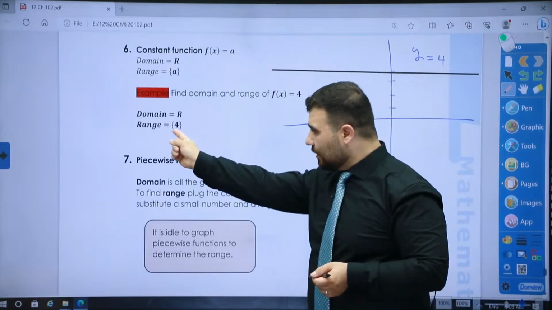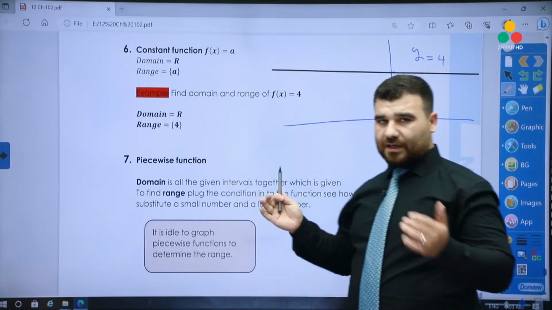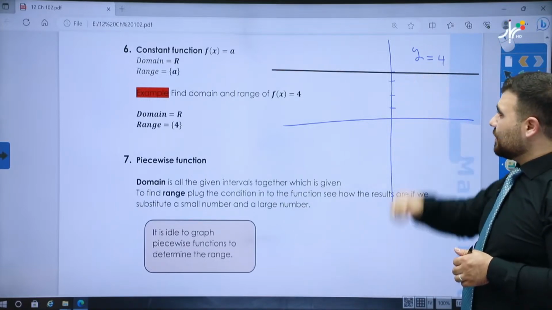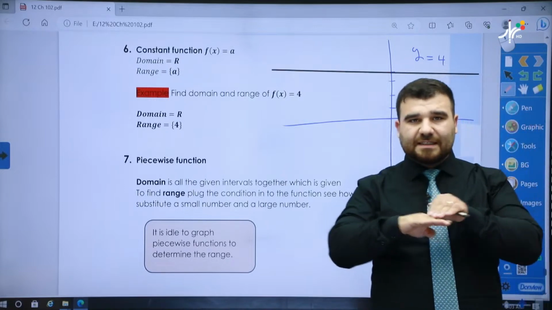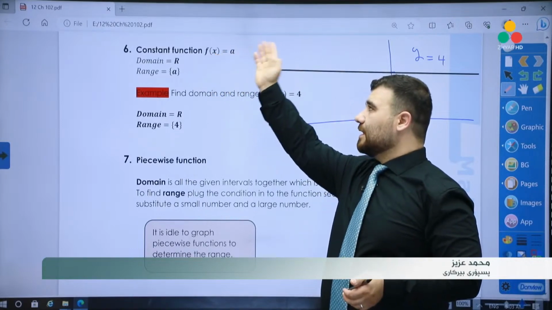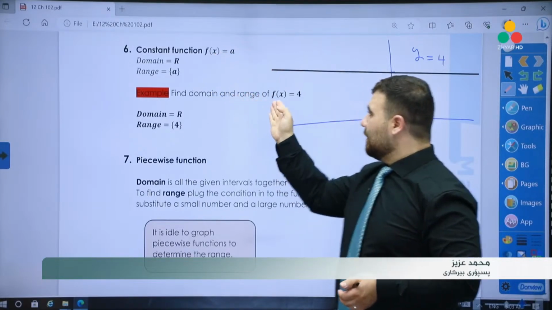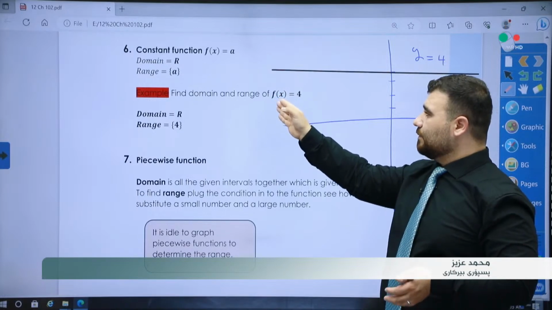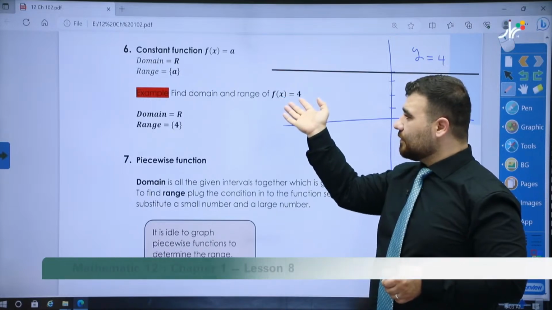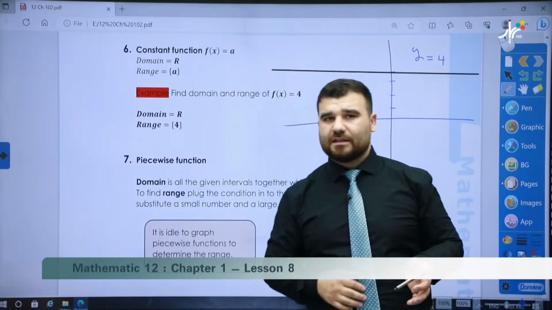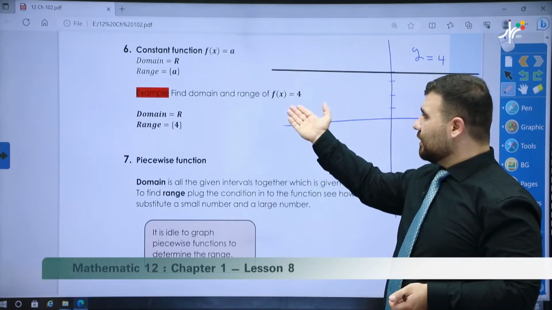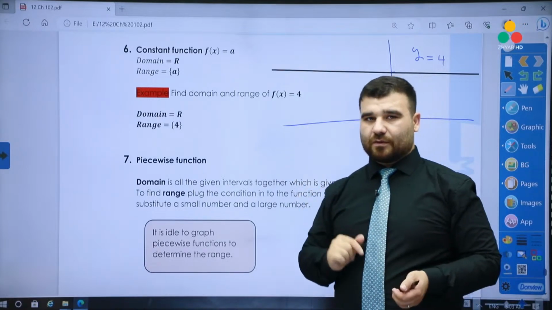This is how we write, only 4, using set brackets. It's not an interval, just 4. And domain, if we look at this black horizontal line, it covers the entire x-axis. It means if I write any number here, f of 0 is 4, f of 2 is 4, f of 10 is 4, f of negative 100 is 4. This means I can write any number in this function and I will never get something undefined like negative under radical or fraction over 0. Then domain is all real numbers, range is just 4.